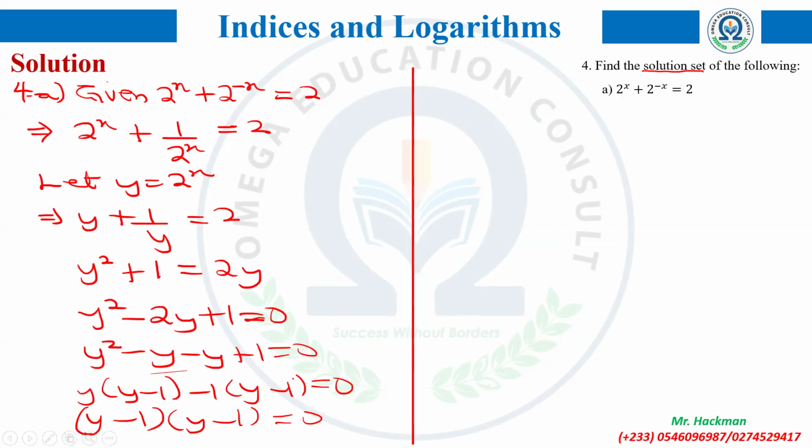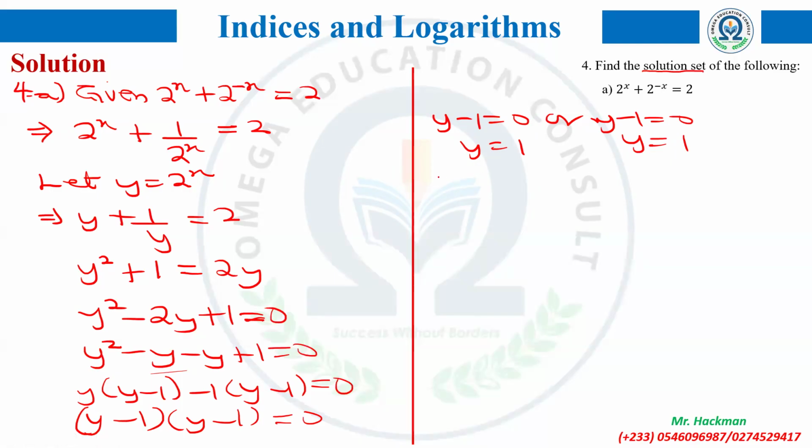So let me go the usual direction. You set each of the factors to 0. They are repeated factors anyway. Someone can write squared here and later take the square roots, but I am going the usual direction. So I'm going to get y minus 1 is equal to 0, or y minus 1 is equal to 0. That will give me y is equal to 1, and here also y is equal to 1. So this time around, you have a repeated root. Am I right?